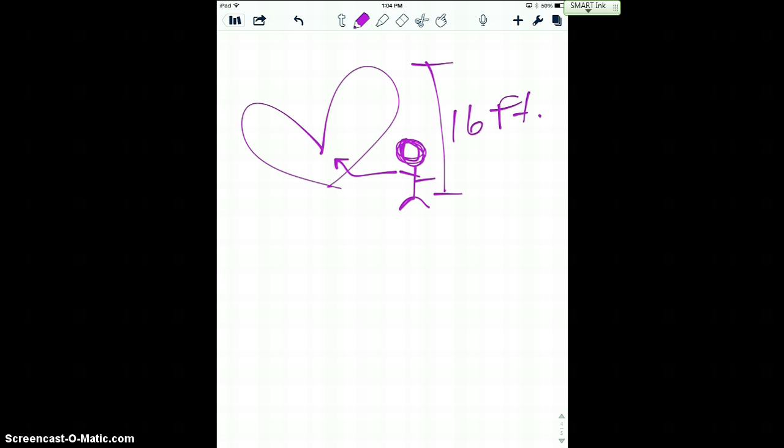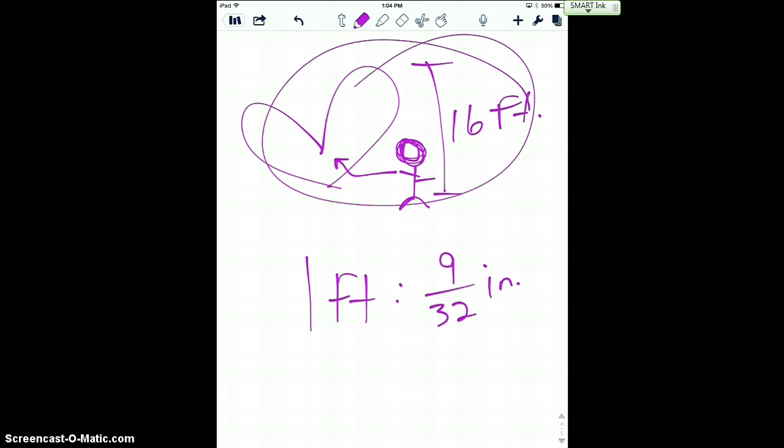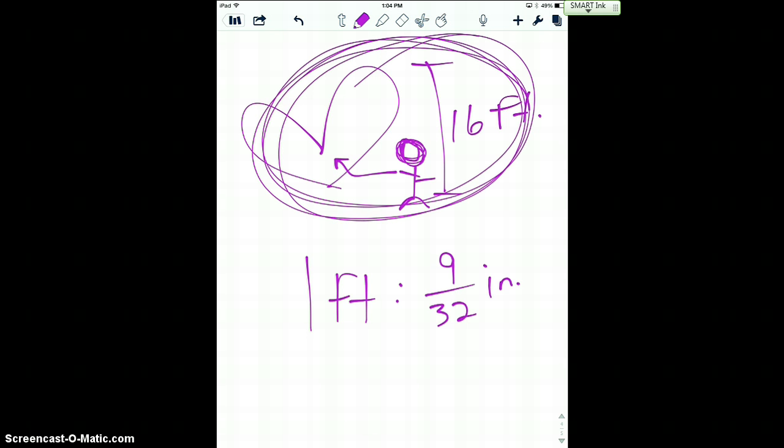16 feet high. This human heart that they built. The scale that they used, every foot is 9/32 of an inch. And the question is, what is the height of the actual heart on which this model was based? So we're going from the really big one that we can walk through to an original size heart. We want to know the height of the original size that it was based on with this given scale.